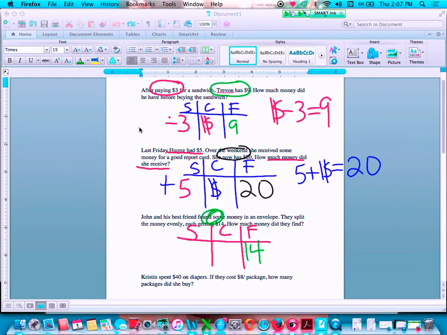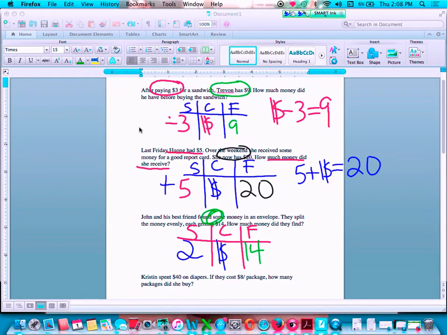So I need to find out, well, how many people did we start with? So I need to find my start now. It was John and his best friend, so John and his best friend give me 2 people. And we're trying to figure out how much money did they find. So I need to know, what should I do with that? Should I subtract? Should I multiply, divide? There's got to be a word in here that's going to tell me.